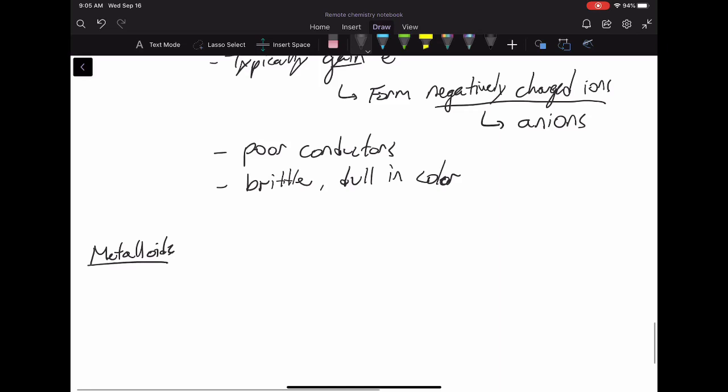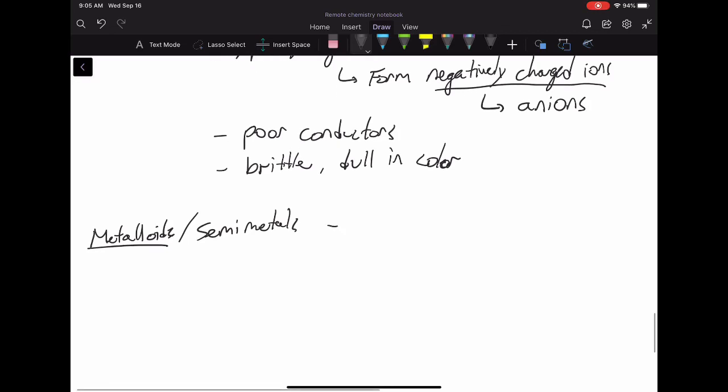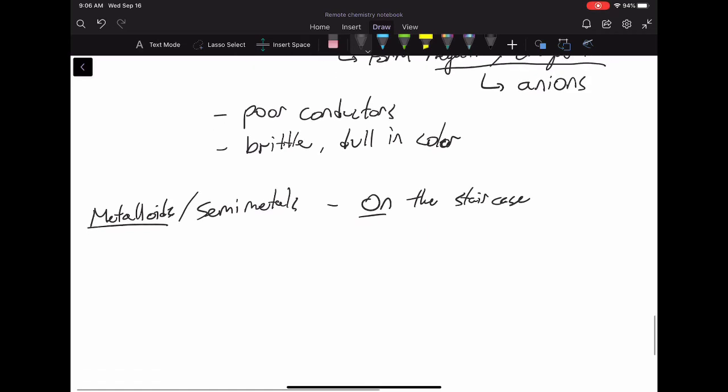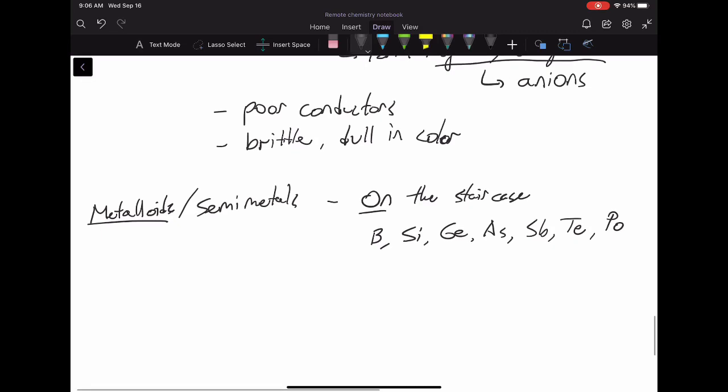Now, the next category would be metalloids. These are also known as semimetals. And these are on the staircase. These would be B, Si, Ge, As, Sb, Te, and Po. You can find the full names of those on page 10 in the reference table, but these are all the elements that are known as metalloids or semimetals. What's unique about these is that they possess properties of both metals and nonmetals.